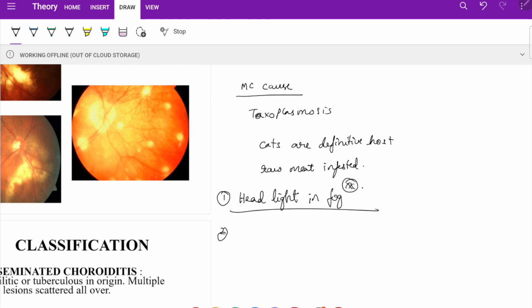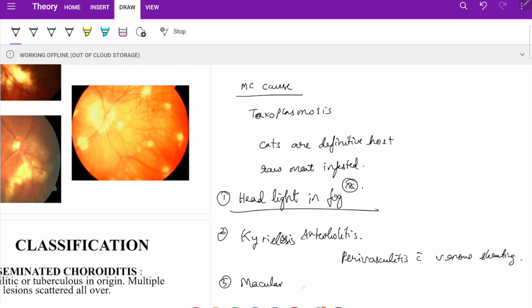Number 2, you are going to have chiraliasis arteriolitis. It is nothing but a perivasculitis with venous sheathing. All these are going to be some important lesions that you will see. Then there is going to be visual loss due to a direct macular lesion. Due to the macular lesion there is visual loss, and this visual loss is characteristically a unilateral condition.